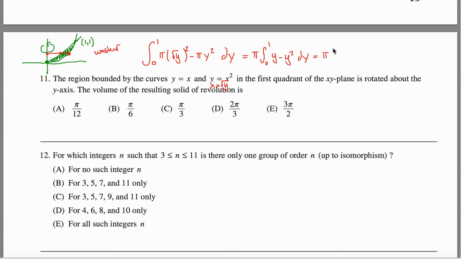It's an easy enough integral. I got 1/2 y. Whoa. Let's try that again. The antiderivative of y would be 1/2 y squared, or y squared over 2, however you want to write that.